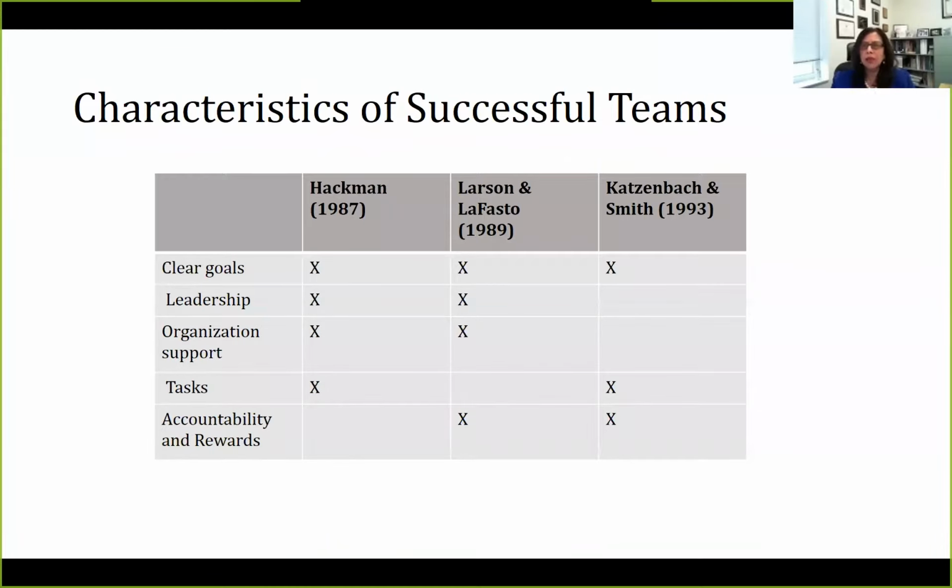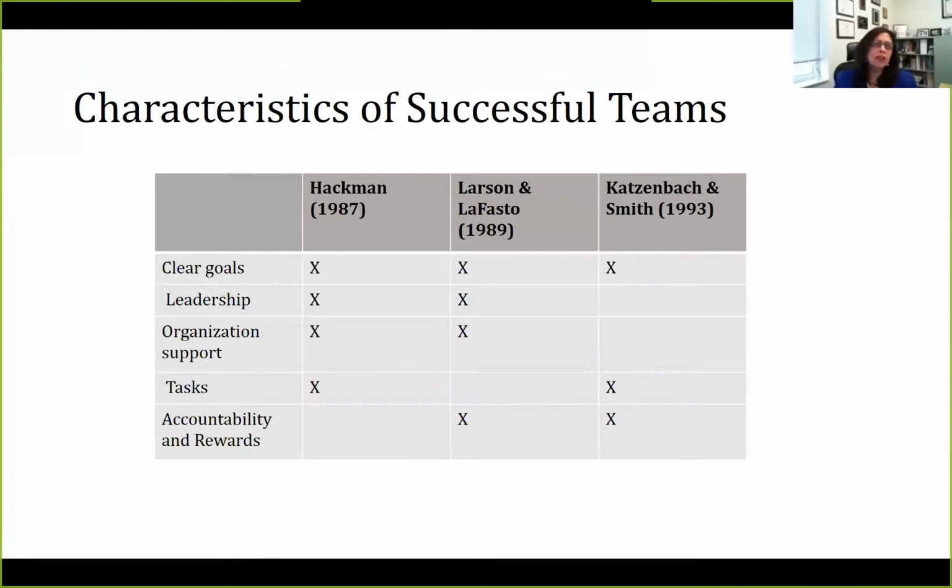Hackman, an organizational psychologist, found in his study that a successful team has a clear goal or direction, good leadership, and an organization which is very supportive in providing resources. The task is complex enough that you need interdependent group members who can work in a very cohesive way, and that would be the characteristic of a successful team.